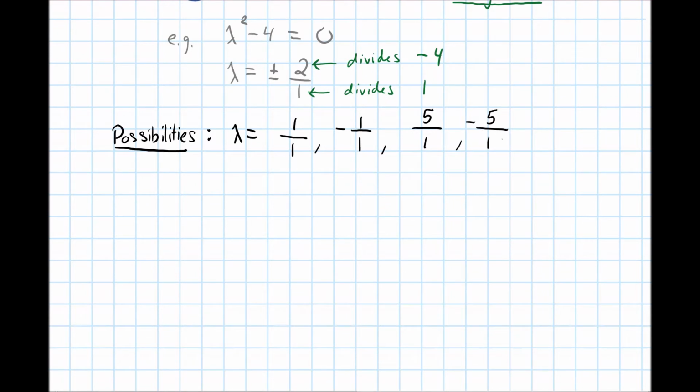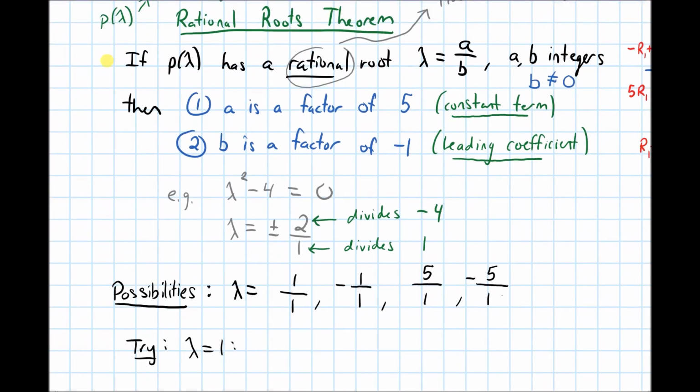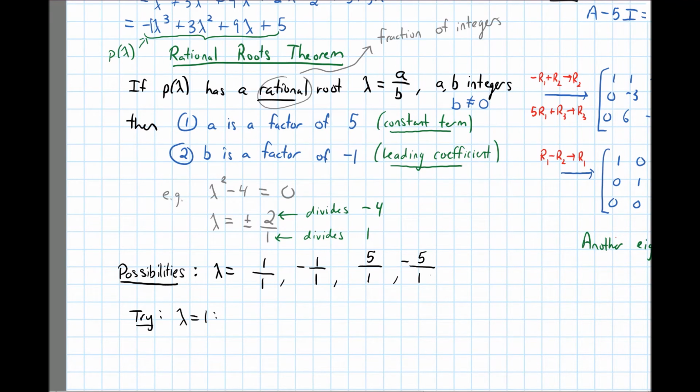So at this point, we have to try them. I usually like to go from small to big, so I'll try lambda equals 1 first. Let's plug that into our polynomial. Let me scroll up so we can see it a little bit. Let me zoom out. If we plug in lambda equals 1 into this polynomial, we'll get -1 cubed plus 3 times 1 squared plus 9 times 1 plus 5.